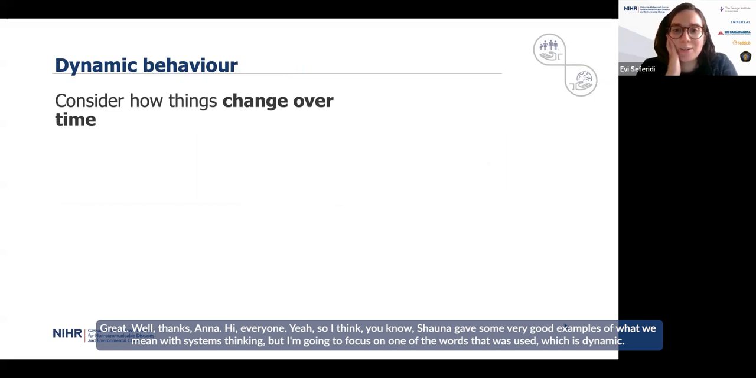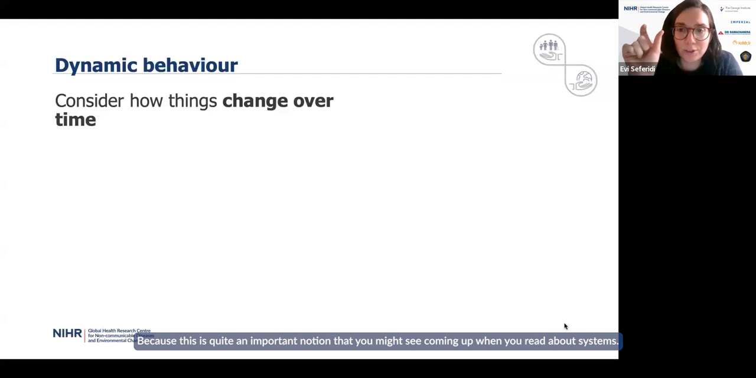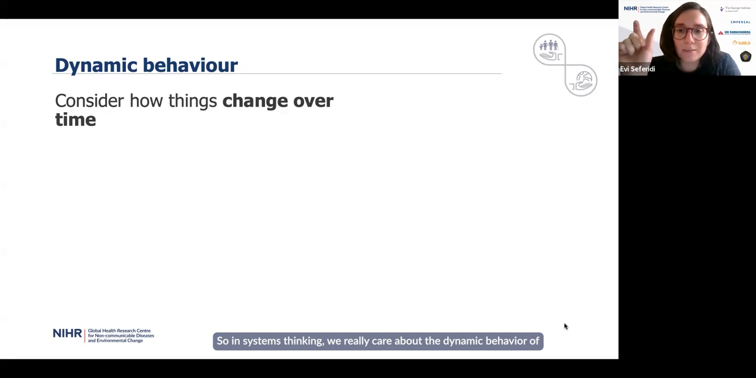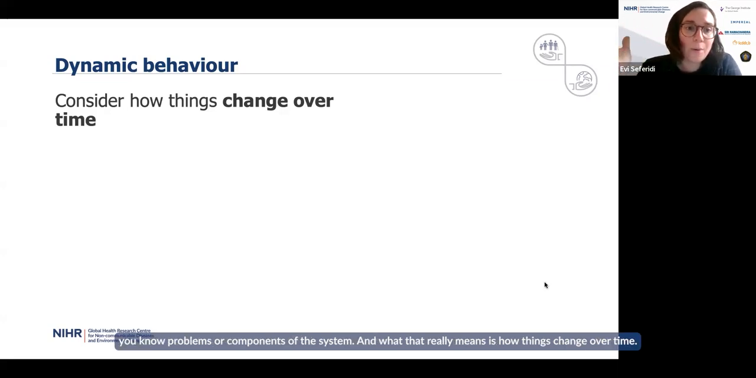I think Shana gave some very good examples of what we mean with systems thinking, but I'm going to focus on one of the words that was used, which is dynamic, because this is quite an important notion that you might see coming up when you read about systems. In systems thinking, we really care about the dynamic behavior of problems or components of the system. And what that really means is how things change over time.